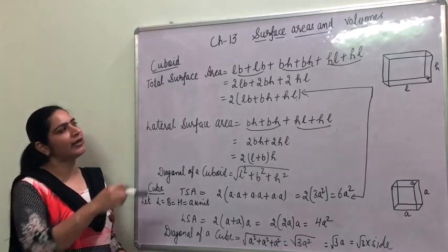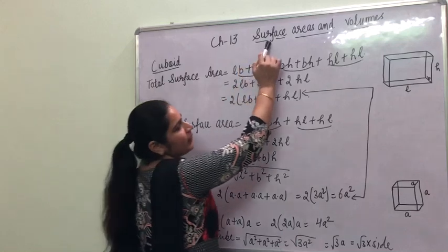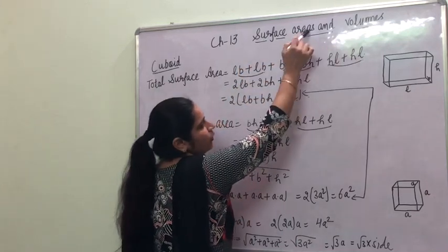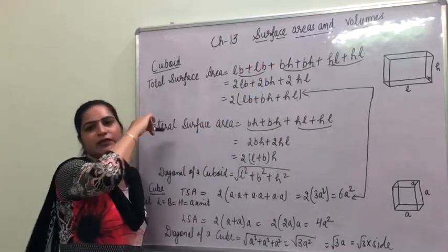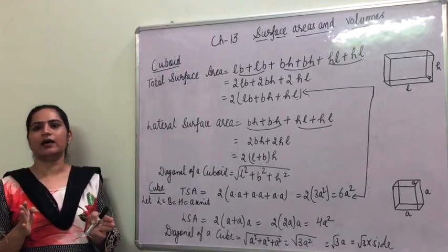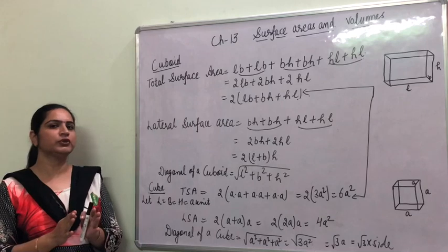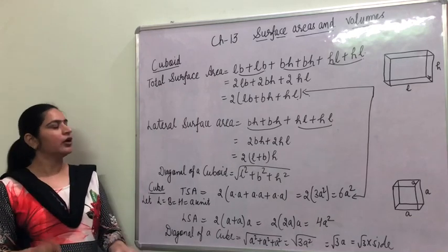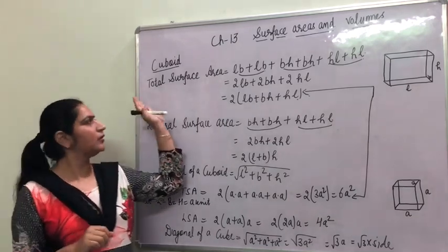As you can see, the name of the chapter is surface areas and volume. What do you mean by the surface area? Surface area is the measure of the total area that the surface of the object occupies. Now I am showing you different examples.